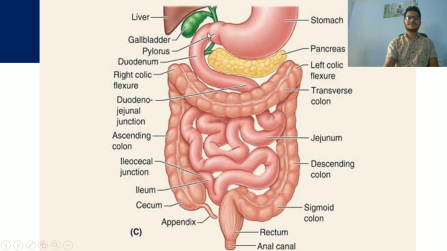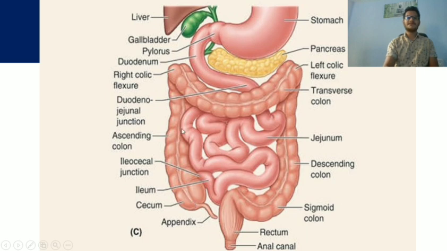This C-shaped structure, or you can say U-shaped structure, is known as the duodenum, which is the first part of the small intestine. It runs downward to form the jejunum. It is the second part of the small intestine. Again, it is a coiled structure. It runs in the abdominal cavity, and finally it forms the last part of the small intestine, that is the ileum, which opens to the cecum. Cecum is the first part of the large intestine.